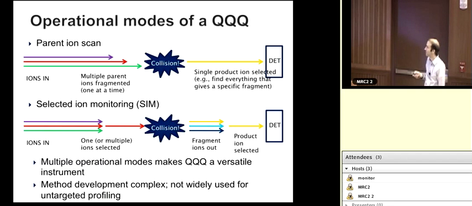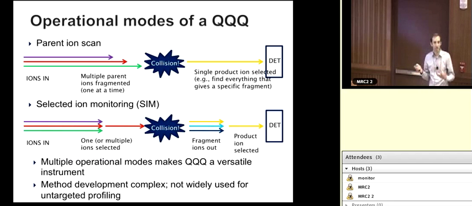So it's very good. Again, these figures of merit are similar. It's the same as a quadrupole. It has unit mass resolution, I'm sorry, it's not high mass accuracy. It has unit mass resolution, and it requires some pre-analysis method development. So how do you use a triple quad? Well, you can do many different modes of operation.